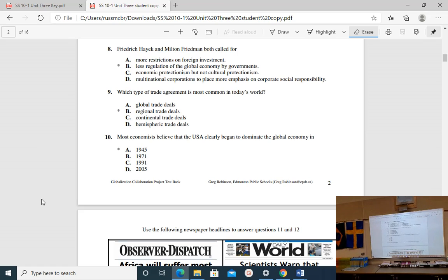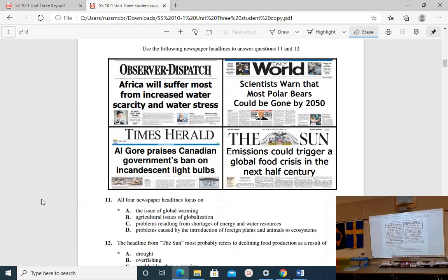Which type of trade agreement is most common in today's world? We looked at NAFTA, and when we looked at NAFTA, they mentioned other trade blocs around the world. Most economists believe that the United States clearly began to dominate the global economy when? Well, certainly not 2005, because the challenge of China had by 2005 become quite clear.